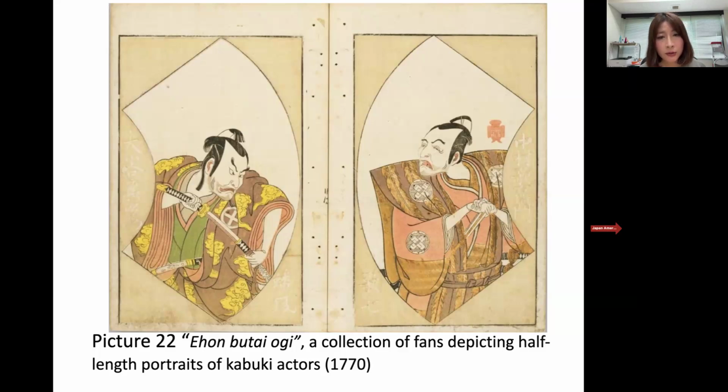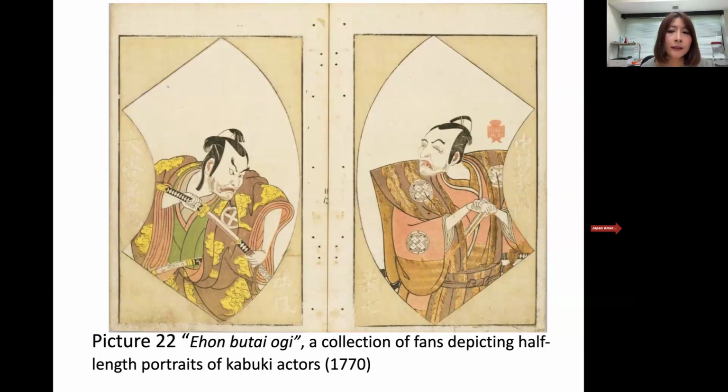Picture 22 shows 2 pages from Ehon Butai Ogi, a collection of fans depicting half-length portraits of kabuki actors published in 1770. Here, artists can be seen experimenting with depicting individual likeness.